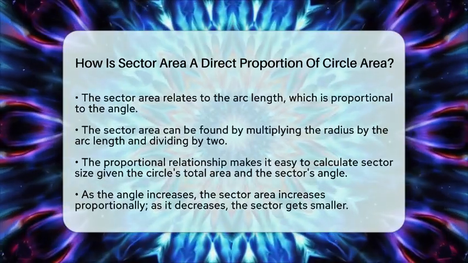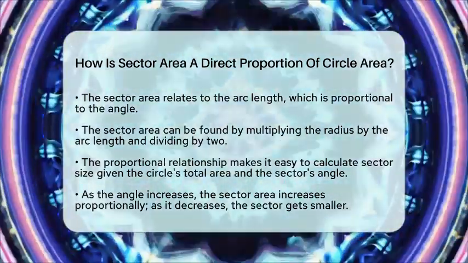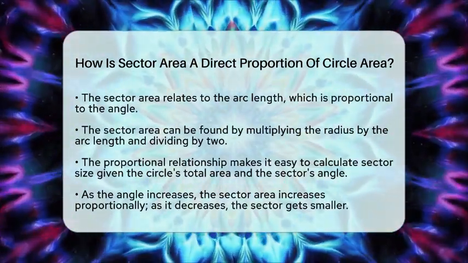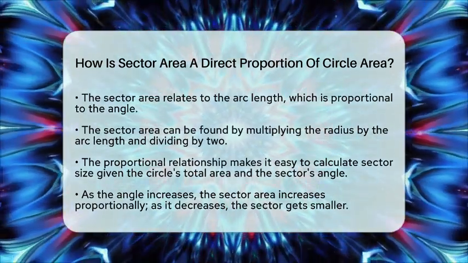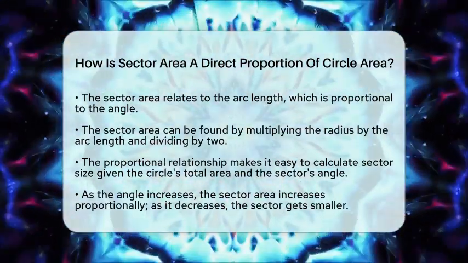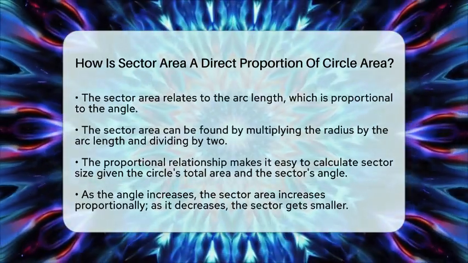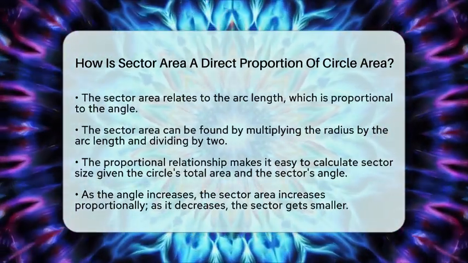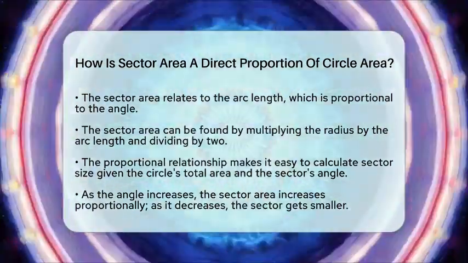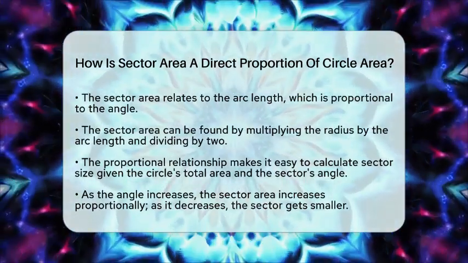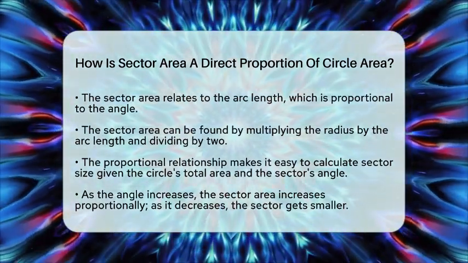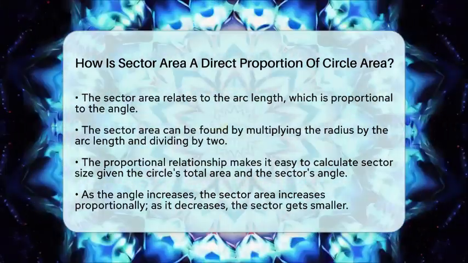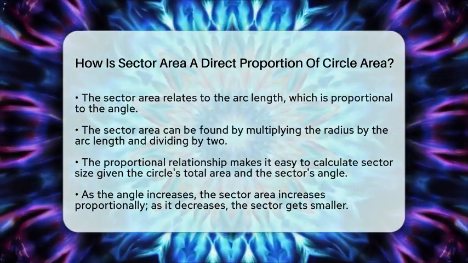You can also relate the sector area to the arc length, which is the length of the curved part of the sector. The arc length is proportional to the angle, so the sector area can be found by multiplying the radius by the arc length and then dividing by 2. This again shows the direct proportionality because as the arc length increases, the sector area increases in the same way.